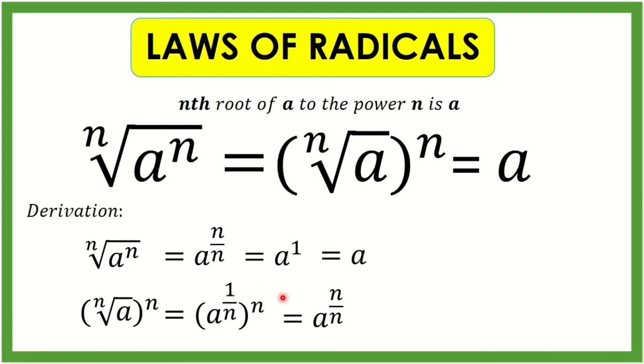So, we have 1 times n. This is equal to n. Meron tayong denominator na 1 dito. So, we have n times 1. That is n. Then, simplify. We have a raised to 1. So, n over n is 1. And a raised to 1 is equal to a. So, ganun na-derive yung ating first law.